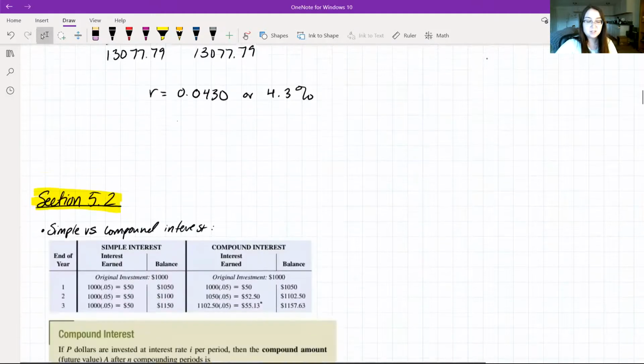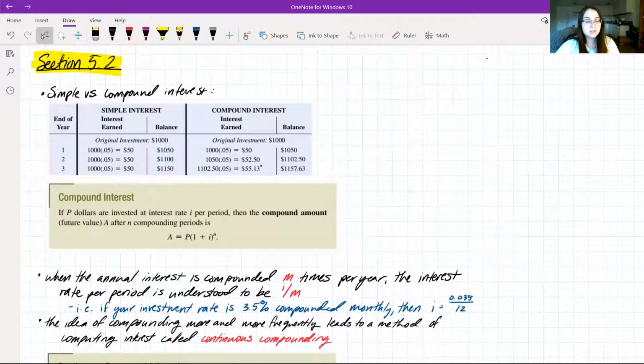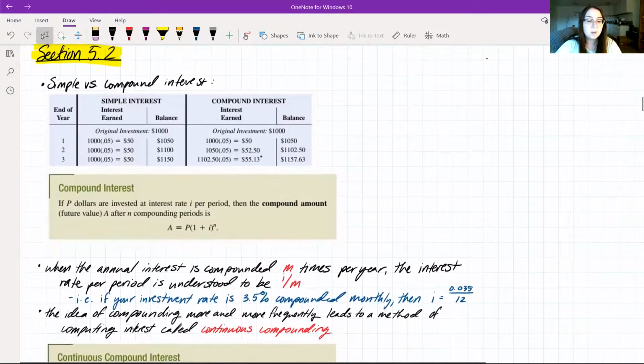So now we can move on to section 5.2. A lot of what section 5.2 is about is really looking at simple versus compound interest. In this first chart we see our interest earned and our final balance for a few years. This chart shows us that we make more money on compound interest than on simple interest, since we're calculating our interest on our last value, not just the original value.